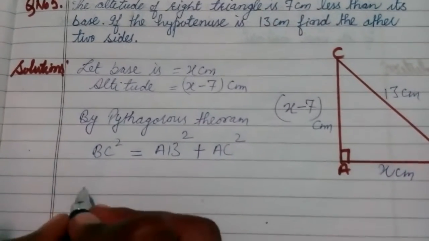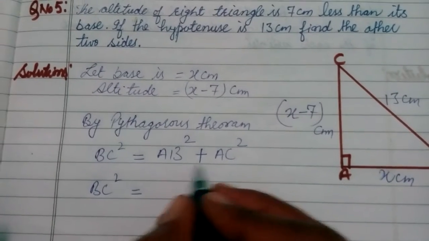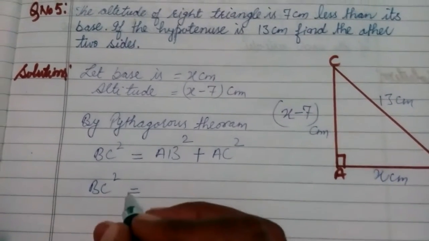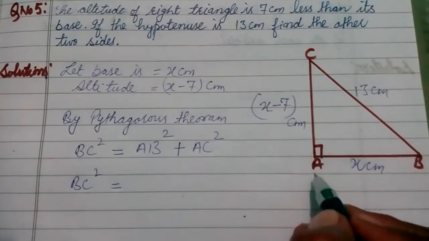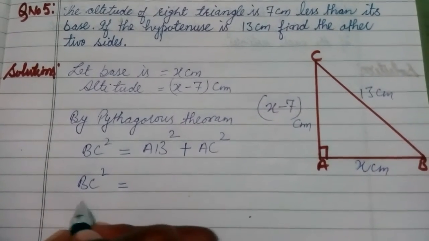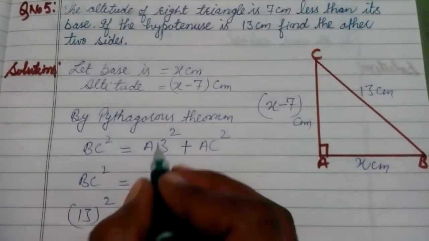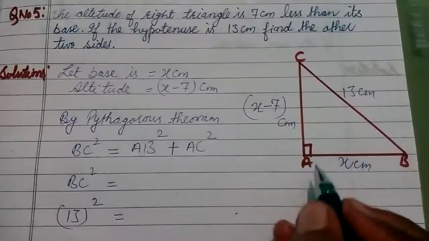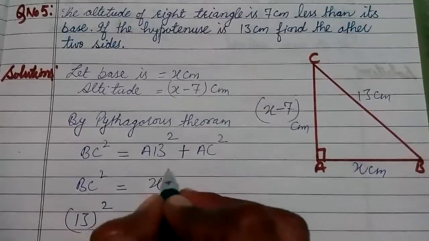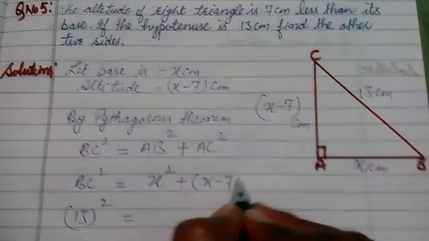So here we know the value of AB and AC and BC. So put down the values here. The value of BC square is 13, so I'll put here 13 square. Okay, and AB is already given. AB is x. So x square plus AC will be x minus 7 whole square.